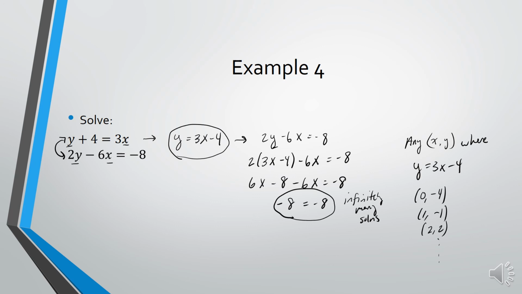So if you get some sort of statement in the end that's true like this, infinitely many solutions. As an aside, if I would have got something like -8 equals 2, well, that's not possible, so there would be no solutions.